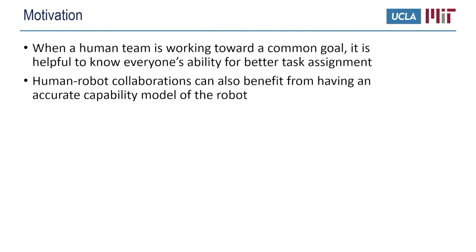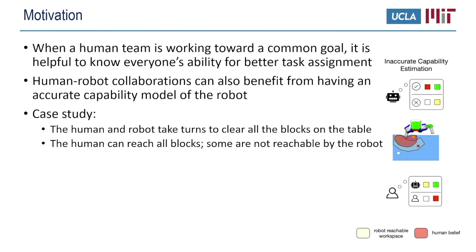We believe that for a human user who is collaborating with robots, understanding the robot's capability would also benefit the collaborations. Take this table clearing task, for example. The human and the robots take turns to clear blocks on the table. The human can reach all 4 blocks, while the robot can only reach the red and green blocks.